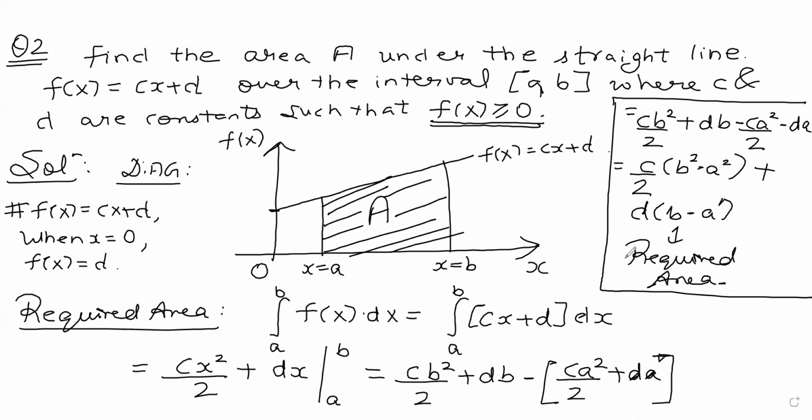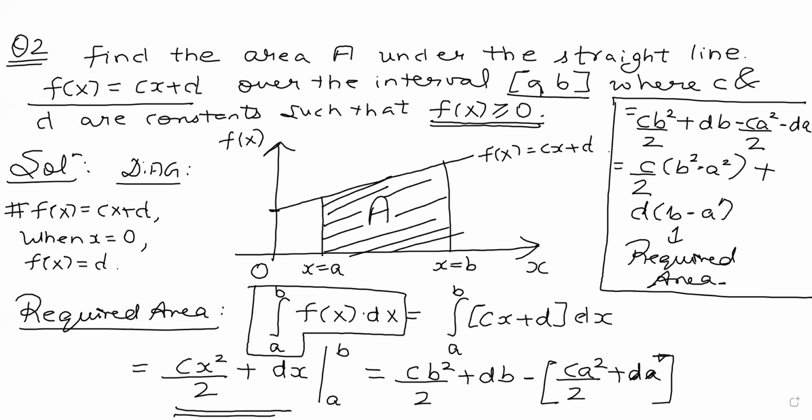So I hope all students have understood this particular practice question. We were given the straight line. We had to find the area over the interval. We directly apply the formula. We solve for the integral. We put in the integral the expression b minus, we put in the expression a. We solve for this. We get the required area.